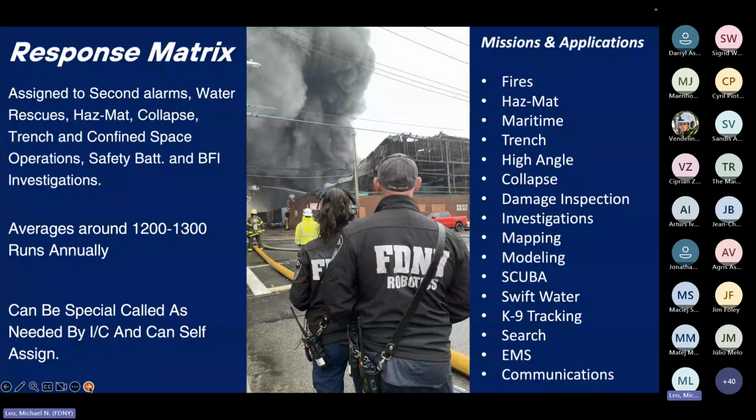So these are just some of the things we respond to. So far we've averaged about 12 to 1,300 runs annually, but we don't respond to everything, like every fire. So we only respond to big fires, second alarms. So this year we are contemplating, and this may happen soon, where we may have a second full-time unit, and then we will respond to all the fires, which is going to add quite a bit of call volume.